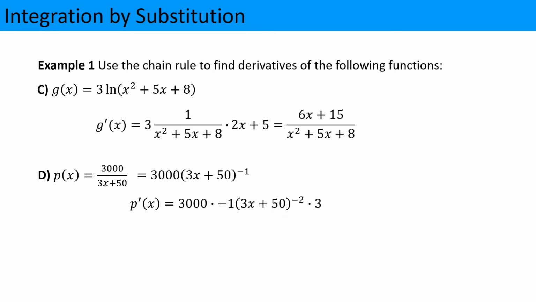Let's multiply the constants 3,000, negative 1, and 3 together. That gives us negative 9,000, and you still have the quantity 3x plus 50 raised to the power of negative 2. Let's rewrite this so there is no negative in the exponent. Then we get negative 9,000 divided by the quantity 3x plus 50 squared.